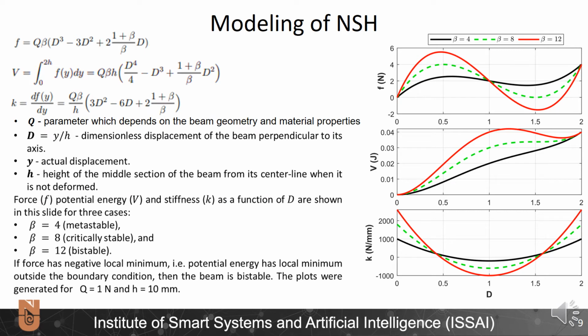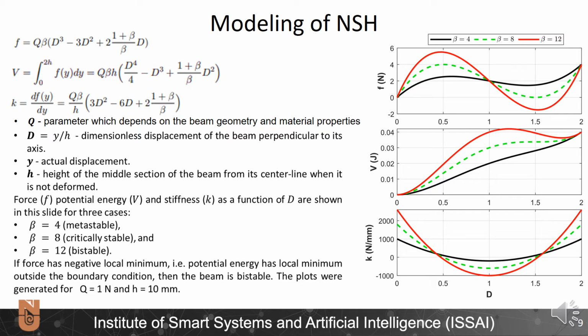In this slide, you can see the NSH modeling overview. The slide shows the equation with determined variables which are used in beam modeling. Also, this slide shows the plots obtained from the presented equations. The figure illustrates the generated plots which show the changes of force, potential energy, and stiffness with change in d. The presented figure shows the characteristics for three types of beams.